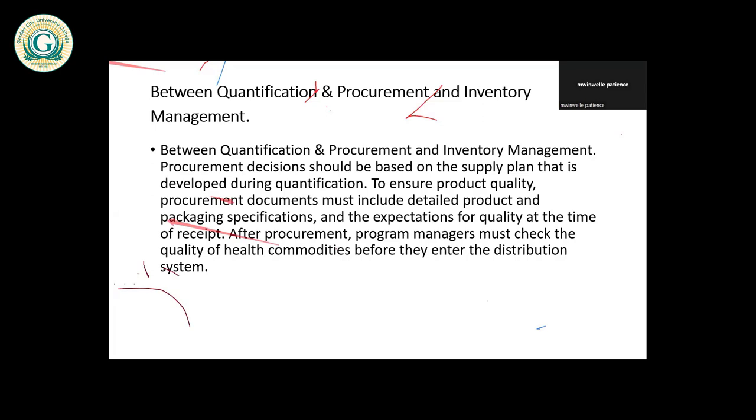So after procurement, program managers might check the quality of health commodities before they enter the distribution system. So you talk about the quantity, the packaging, how it should be packaged, storage and everything. And before you distribute them, you make sure you have checked the quality of the commodities from the store. Especially if you are in charge of receiving the items, make sure that the items are in good shape and not damaged before taking them.